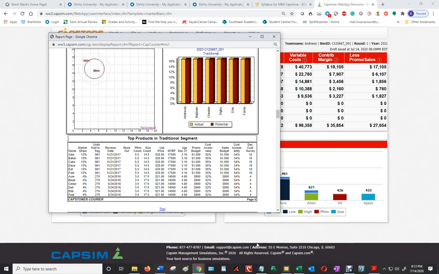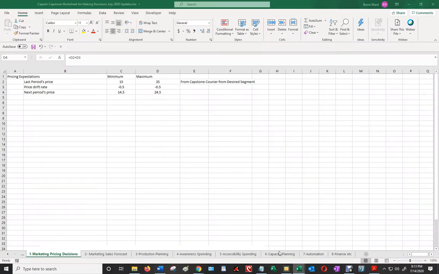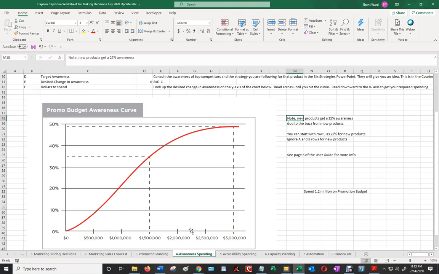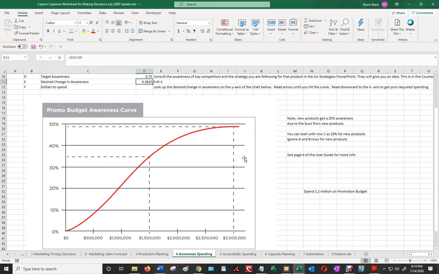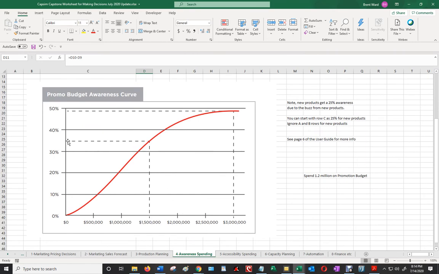So what I'm going to do is go into the spreadsheet right here, and go into awareness spending. What I have to do is type in the last round's awareness, and I said it was 0.55. You lose 30% of it, so that means I'll start next year with 38.5% awareness. And then the target awareness, I said I wanted to get it up to 0.75. So that means I've got to change my awareness by 38.15%.